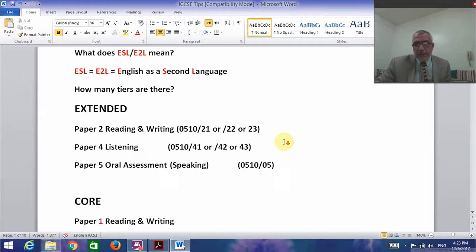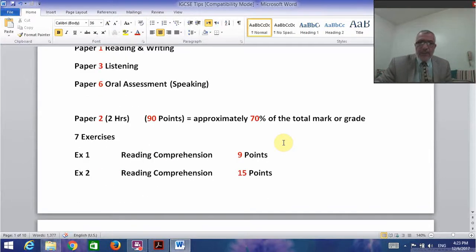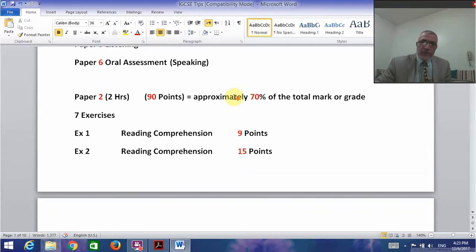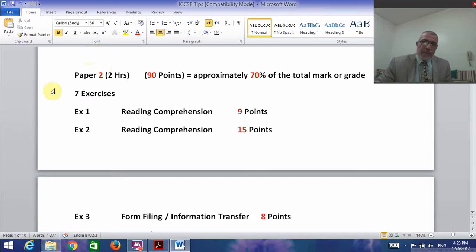Anyway, let's look closely or deeply into the components of paper 2, which is our focus for today. Paper 2, as you can see, the exam is allotted 2 hours, and its weight in your grade is almost 70%. The total grade of this paper is 90 points or marks, and it has 7 exercises. Exercise 1, reading comprehension, and this is out of 9. Exercise 2, reading comprehension 2, and this is out of 15.